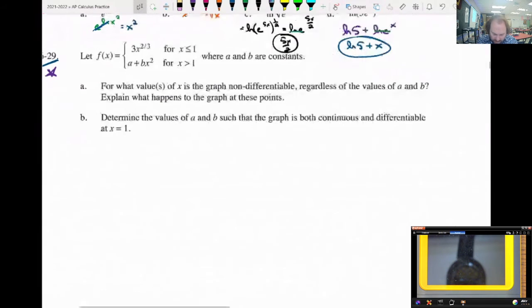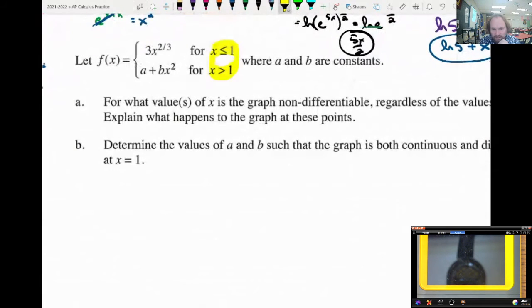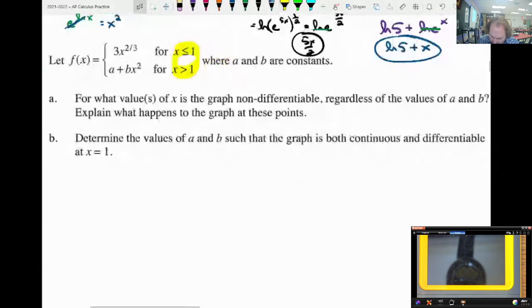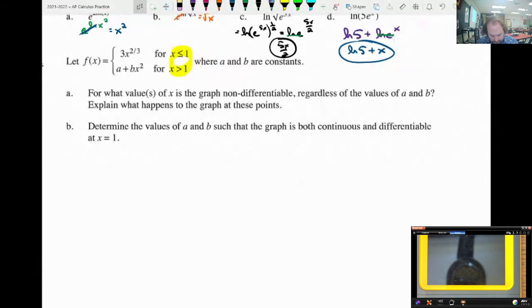It's got a break at x equals 1. It's going to separate into two separate ideas there. The first question is, for what values of x is the graph non-differentiable, regardless of the values of a and b? So to do that, we're going to take a look at our two original functions. We're going to look at 3x to the 2/3 power, and we're going to look at a plus b times x squared. And we're going to take the derivative with respect to x of both of these. And specifically, we're going to think about what's going on at the number 1 right there, too.